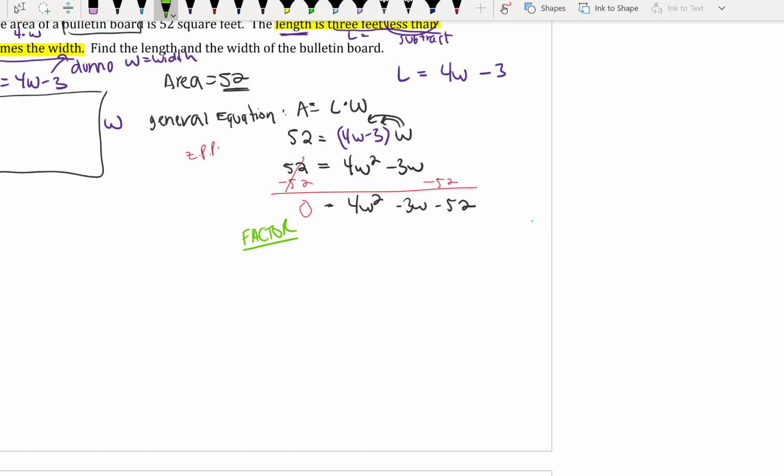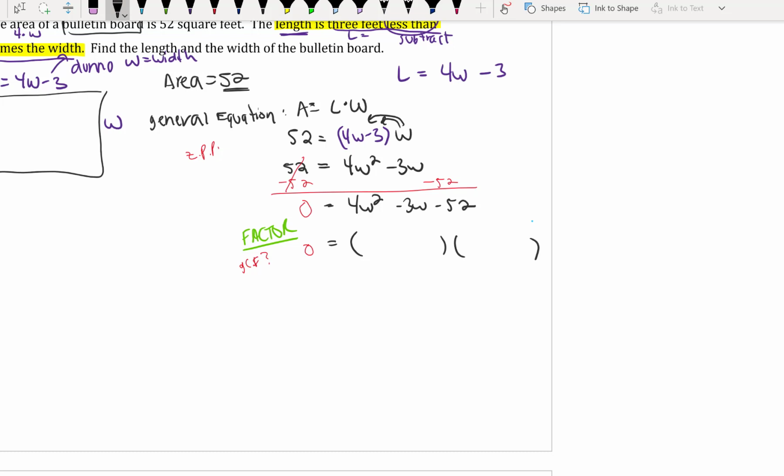So in order to factor, we want to think about the GCF. Is there a greatest common factor? Well, if I have the coefficients 4, 3, and 52, let's see, does 52 get divided by 3? No, it doesn't. So it does not have any GCF. So now, let's just factor. Let's do the guess and check.